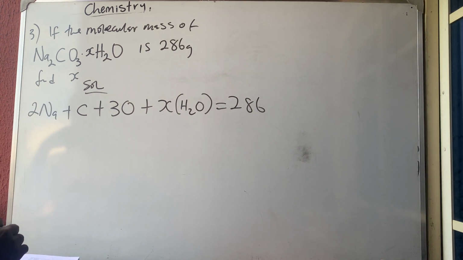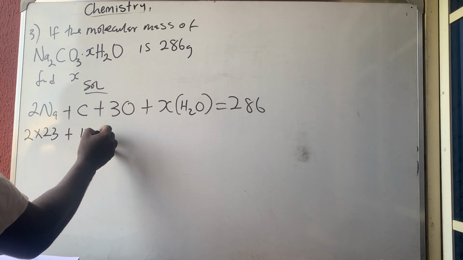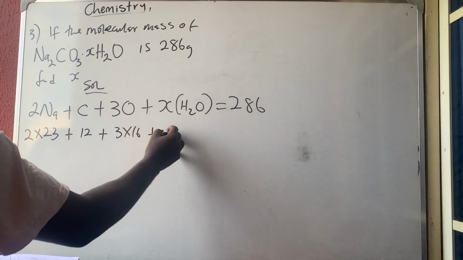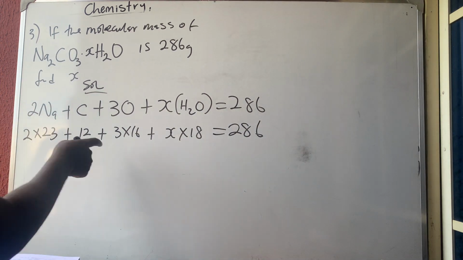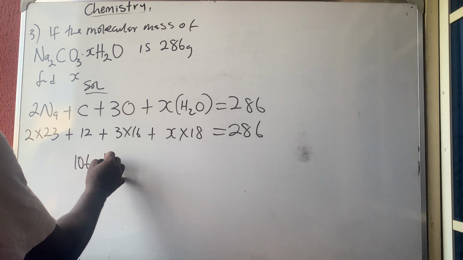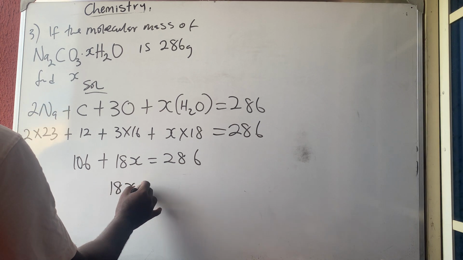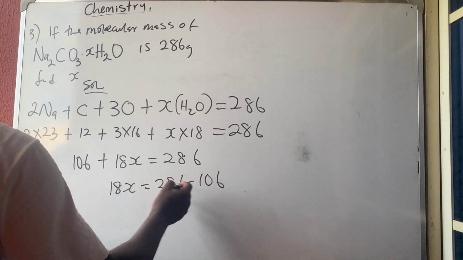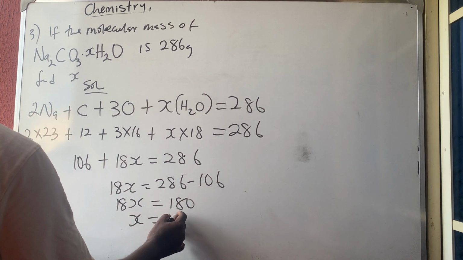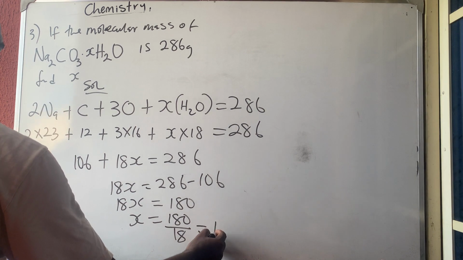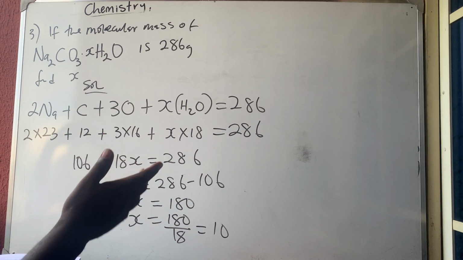Okay, so what do we have now? We now have that that is 2 times sodium is 23 plus this man is 12 plus this is 3 times 16 plus x times what? 18. I told you that water is 18, is equal to 286. So if you do everything here, you're going to have 106 plus what? 18x is equal to 286. So therefore, 18x is equal to 286 minus 106. So 18x is equal to 180. So my x is equal to what? 180 divided by 18. So I'm having what? 10. So this is what? Decahydrate, because it is 10. So as simple as that.